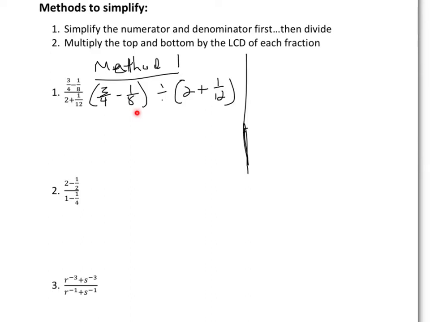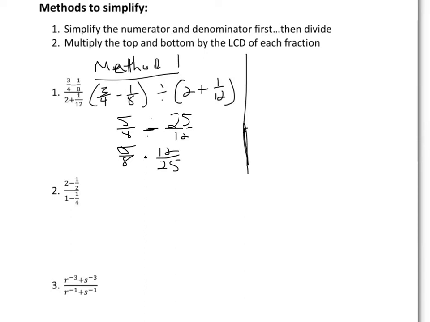You should be able to do this very quickly. 3/4 is 6/8. 6/8 minus 1/8 is 5/8 divided by 24/12 minus 1/12 is 23/12. Copy dot flop. So we have 5/8 times 12 over 23. Oh shoot, it's supposed to be 25. I'm subtracting instead of adding. So 25 over 12. You multiply by 12 over 25.